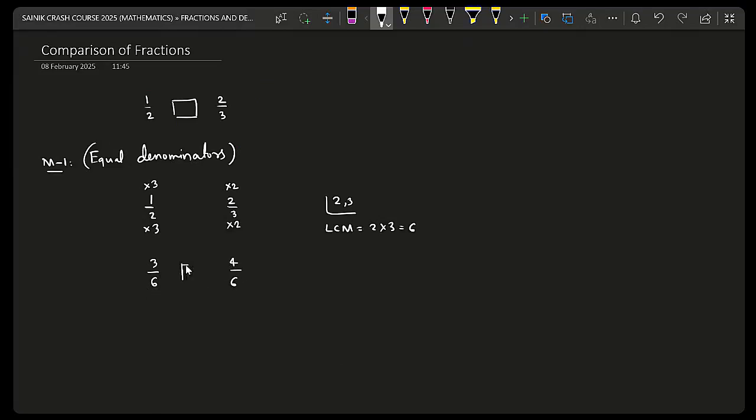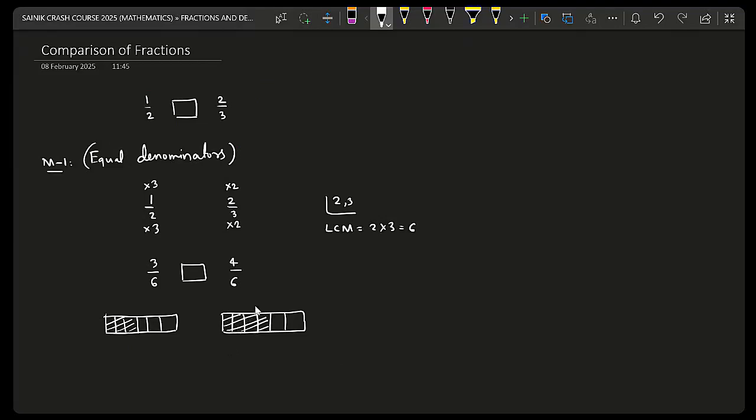Now we can compare between these two. It is easy to compare. What is 3 by 6? 3 by 6 means very simple. If there is a full object, let's have 6 equal parts. Let's have 4 6 equal parts. In this is 3 by 6, that means 3 parts are shaded. In this there are 4 by 6, that is 4 parts are shaded.